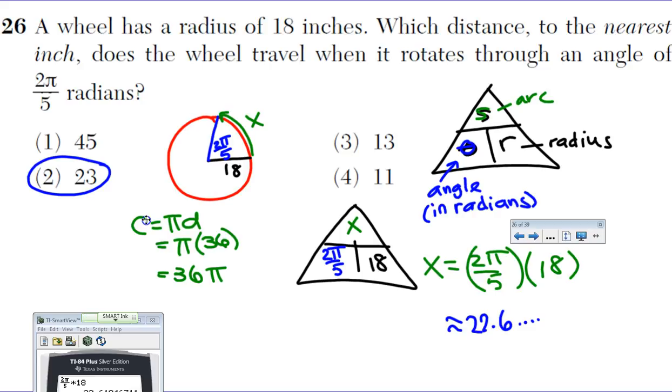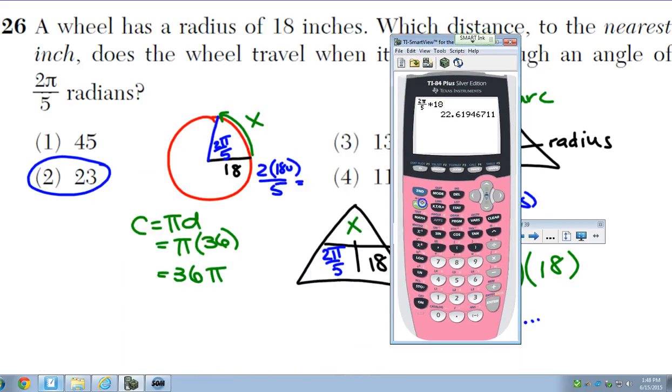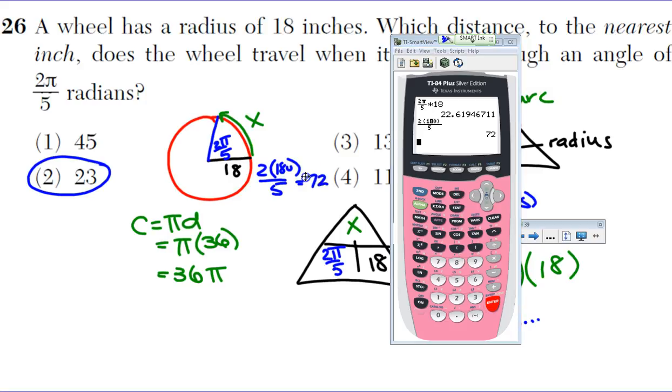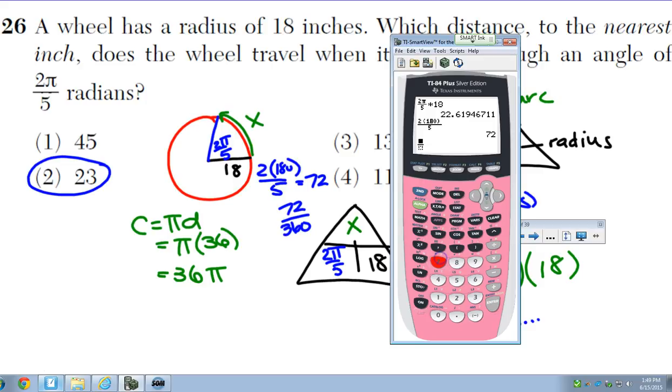Well, 2 pi over 5 means 360 over 5. So that angle is a 72-degree angle. And then you can go, okay, well, 72 out of 360 is what part of the circle? And that means it's 1/5 of the circle.